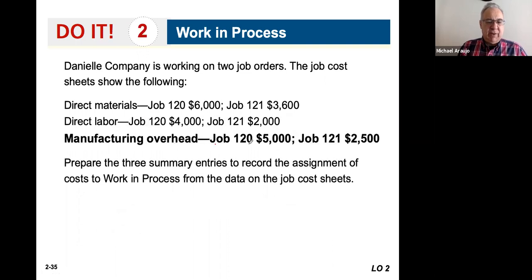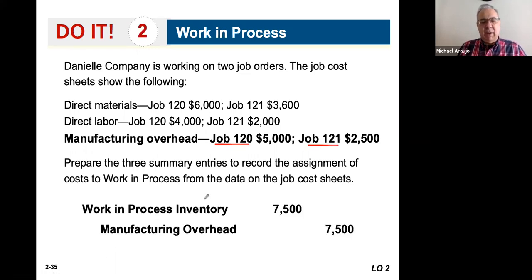And lastly, you have manufacturing overhead for both jobs as well listed here. That's going to entail a debit of 7,500 to work in process inventory, and you're going to credit the overhead by the same amount. Okay, so I'm going to stop here, go back to our main screen, and ask if there's any questions.